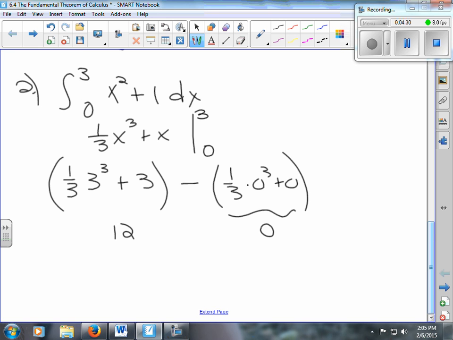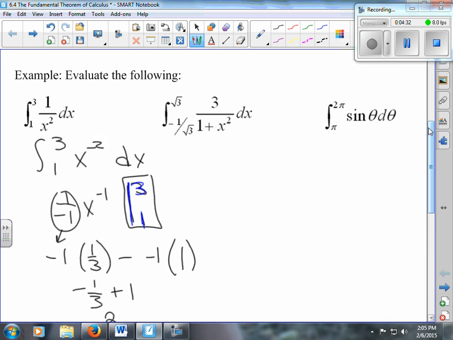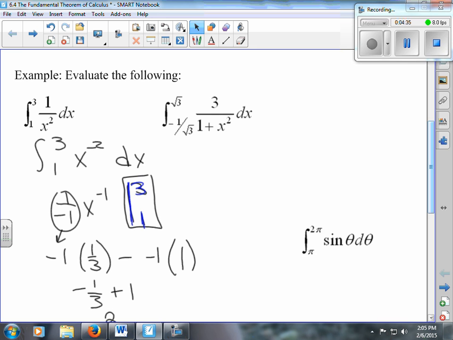Okay, and then let's do this third example here. Pi to 2 pi of the sine of pi d theta.